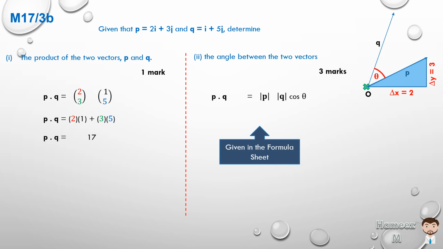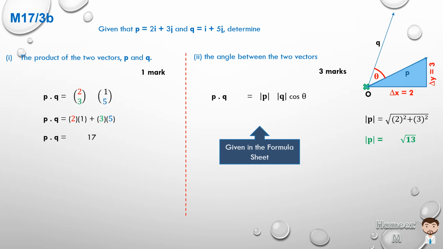So using Pythagoras' theorem, the length of P would be the square root of 2 squared plus 3 squared. So 2 squared is 4, plus 3 squared is 9. So we've got 9 and 4 is 13. So mod P, or the length of P, the modulus of P, is equal to the square root of 13.